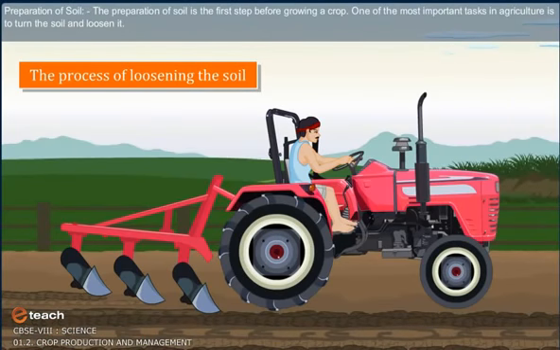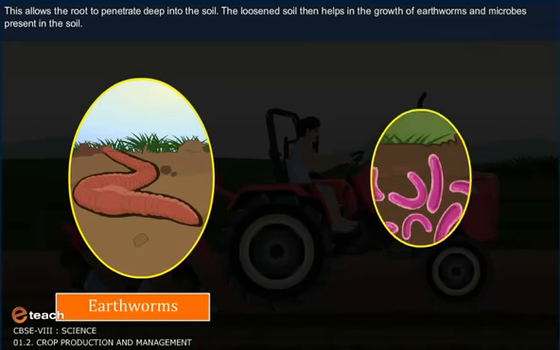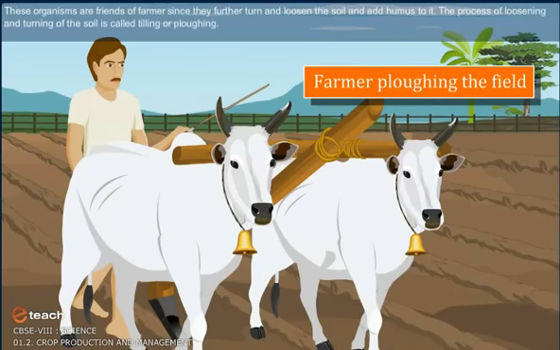Preparation of soil. The preparation of soil is the first step before growing a crop. One of the most important tasks in agriculture is to turn the soil and loosen it. This allows the root to penetrate deep into the soil. The loosened soil helps in the growth of earthworms and microbes present in the soil. These organisms are friends of the farmer, since they further turn and loosen the soil and add humus to it.